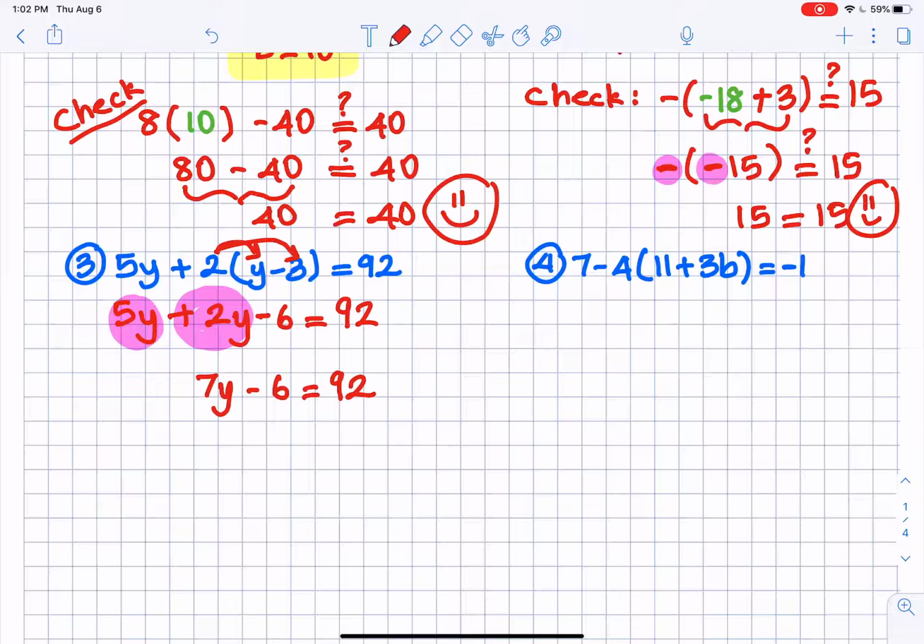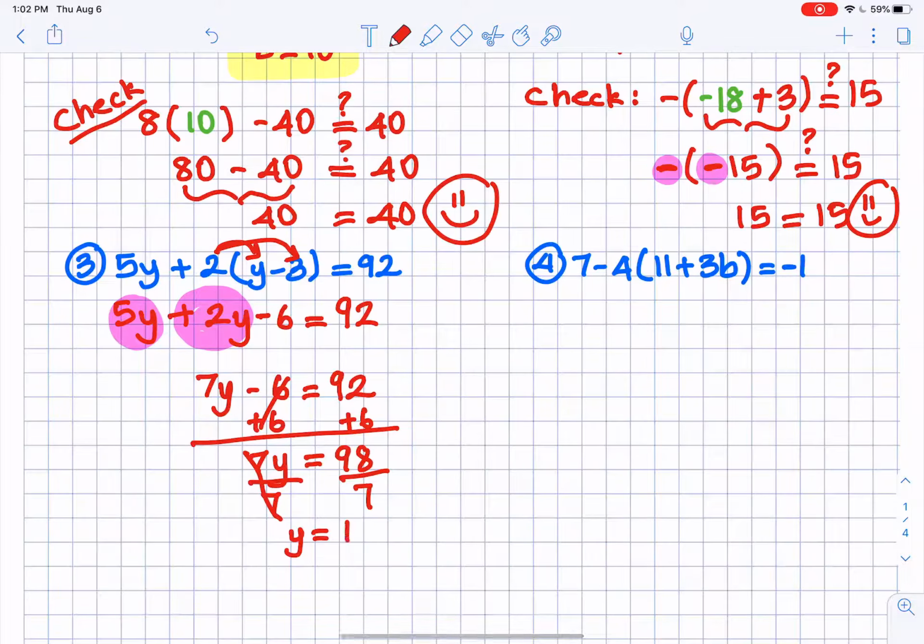So we still have a two-step equation to solve. We're going to follow again inverse operations, and we are going to start with adding 6 to both sides of the equation. So please don't forget to do all the inverse operations on both sides. 7y equals 98. If I divide both sides of the equation by 7, from here, y will be 14. And let's highlight our final answer.